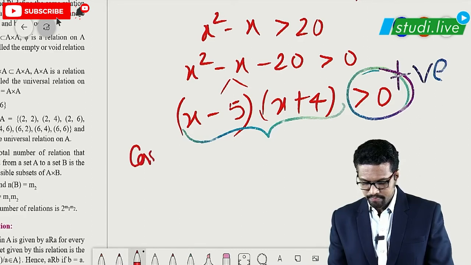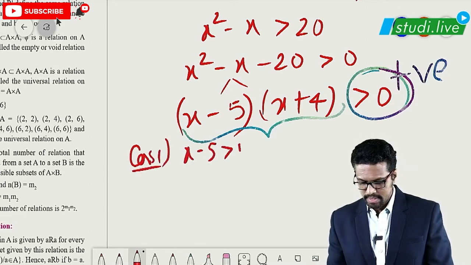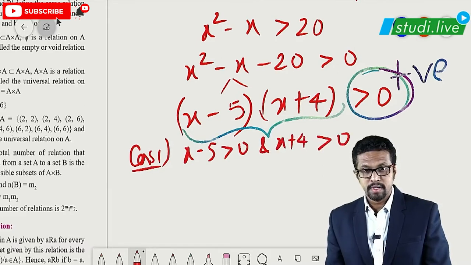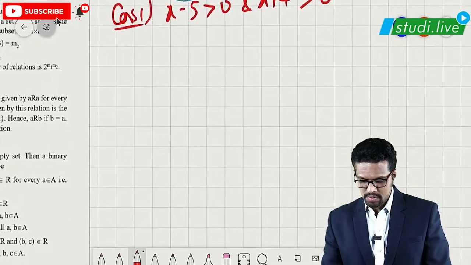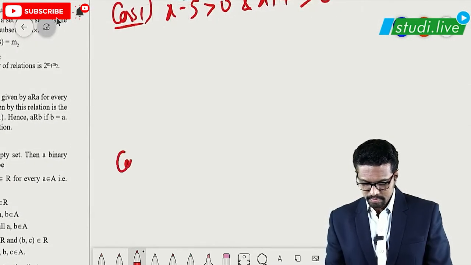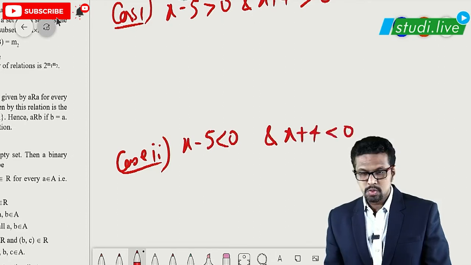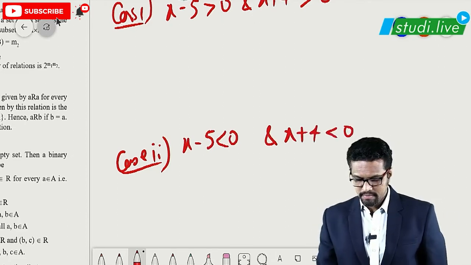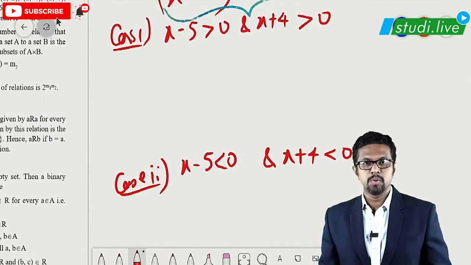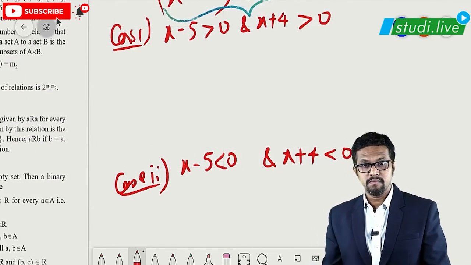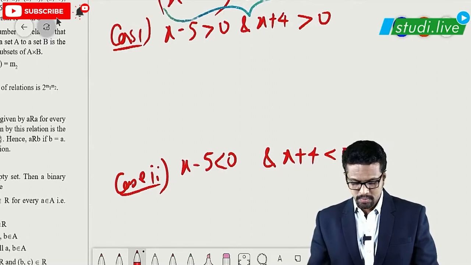Case 1, if both the values are positive. So x minus 5 is greater than 0 and x plus 4 is also greater than 0. And the second case possible is x minus 5 is less than 0 and x plus 4 is less than 0. So both positive values when multiplied, we will get a positive answer, and both negative values when multiplied, still we will get a positive answer. So these are the possibilities.